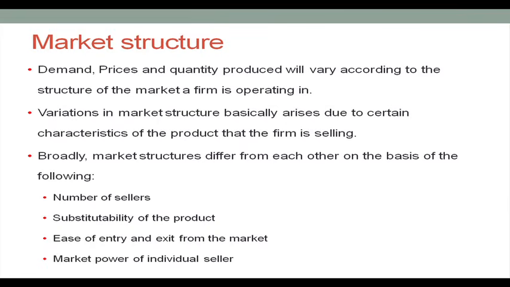Ease of entry and exit from the market. Again, if it is easy to enter or exit the market, the individual seller will always be faced with a large number of competitors. So in that case, the seller will probably not have too much market power in that kind of market structure. So these are broadly the bases on which the market structures vary from each other. And in this course, we are going to focus primarily on 4 kinds of market structures, and how they differ from one another.